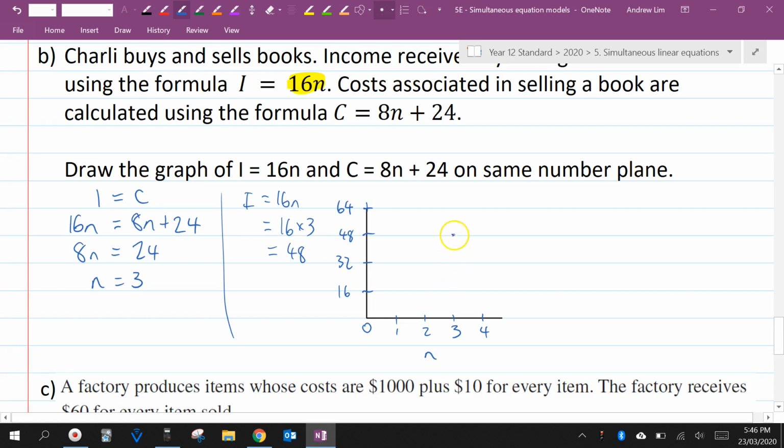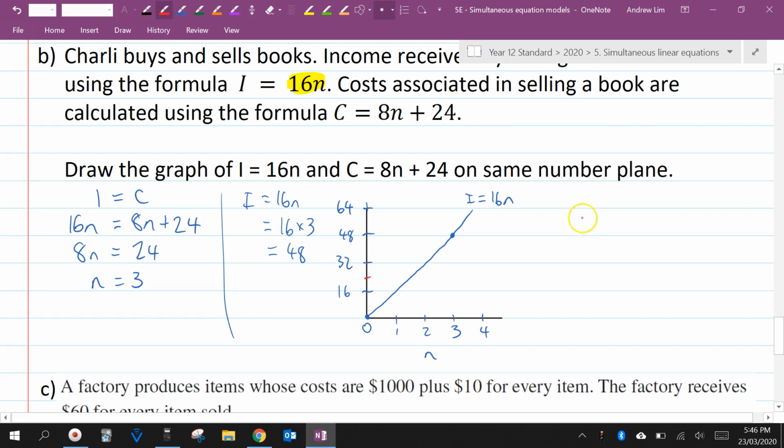So I know it's going to go through here. If she sold nothing, she'll get nothing. So that's the first line. That's I is equal to 16N. But what about her costs? Her costs are 8N plus 24. Okay, so 24 is about here, halfway.